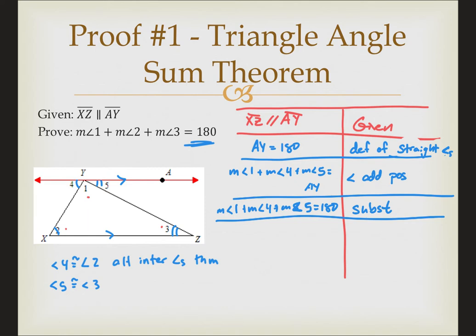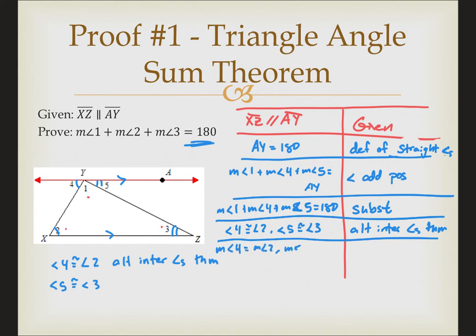All right, and now I'm going to say my alternate interior angles. I'm going to say that angle 4 is congruent to angle 2, and that angle 5 is congruent to angle 3. And I know this because of the alternate interior angles theorem. Now, these are congruency symbols, so I've got to turn them into equal signs. So the measure of angle 4 is equal to the measure of angle 2, and the measure of angle 5 is equal to the measure of angle 3, by the definition of congruency.